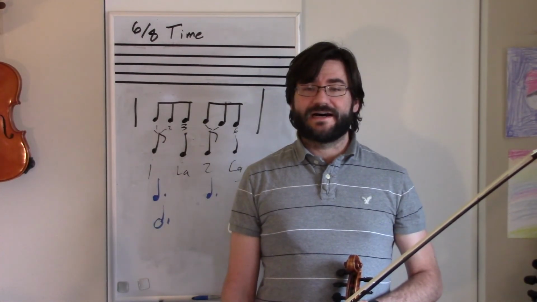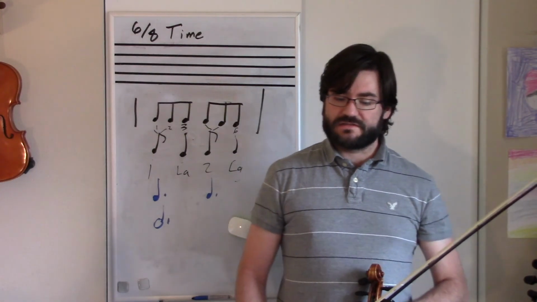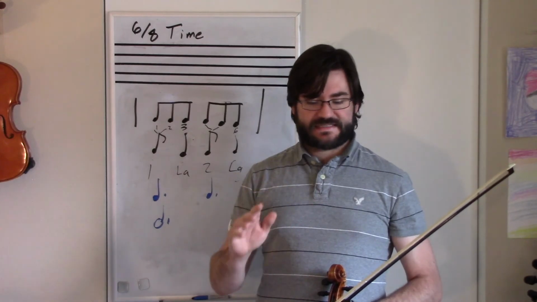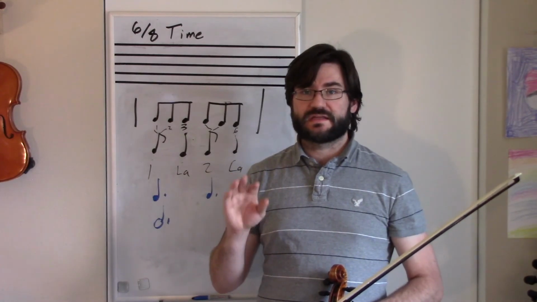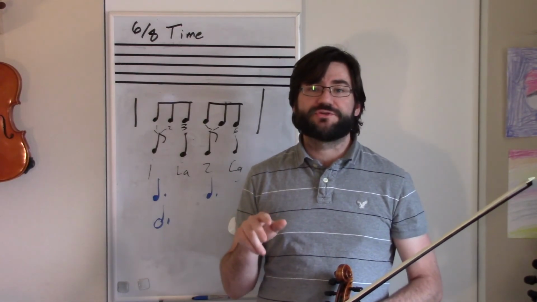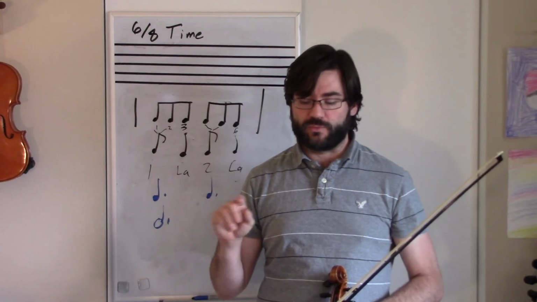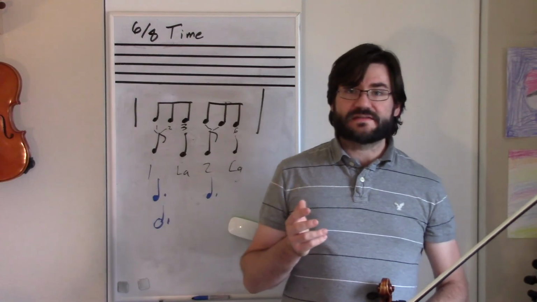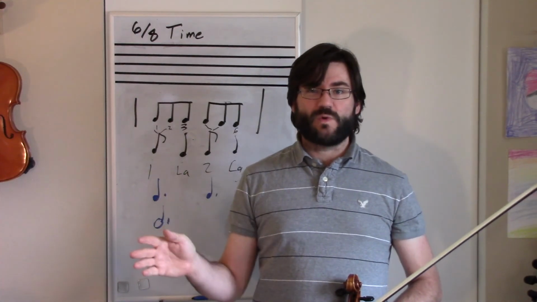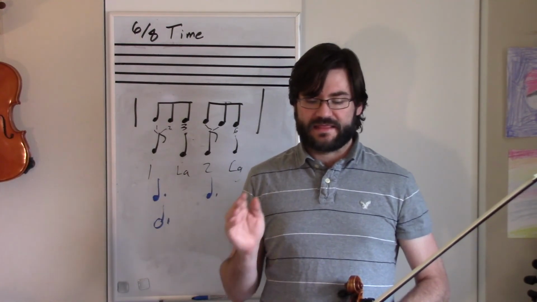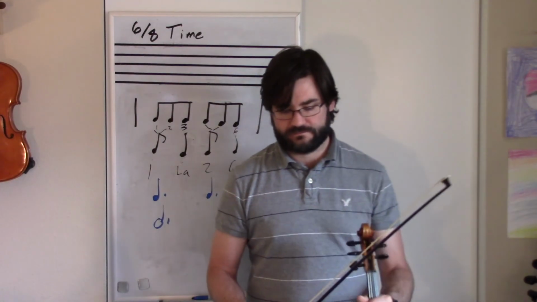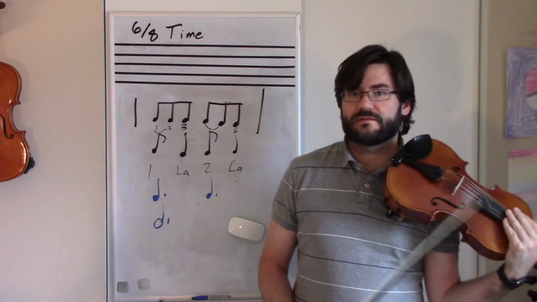Number 99, learning to count in slow 6/8 time. So we have 6/8 again, and we're really using the number system, the 1, 2, 3, 4, 5, 6, to start with, because these are slower. Let's give a listen, count with the beginning track, and then we're going to play it together. Learning to count in slow 6/8 time.